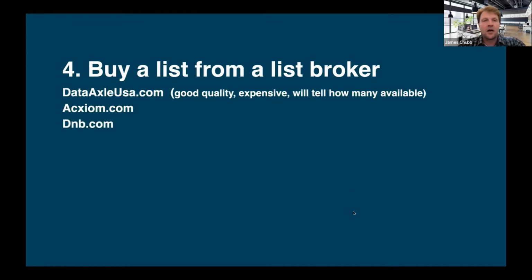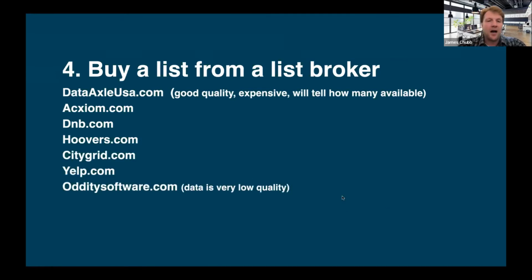Dun and Bradstreet, Hoover's, CityGrid, Yelp, Oddity Software. The Oddity stuff is very, very low quality, terrible data, to be honest with you, from what we've seen. But if you just need something to fill it in and look like your directory is full, maybe it'll work for you. Data Supplier. There's a bunch of other ones.